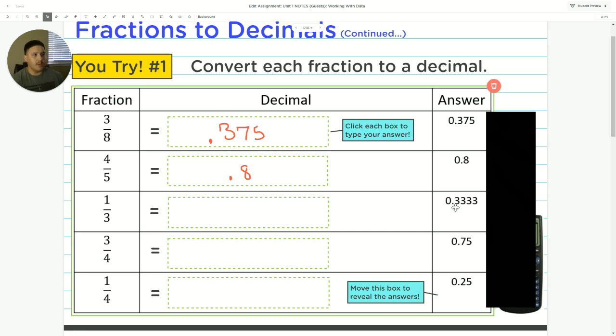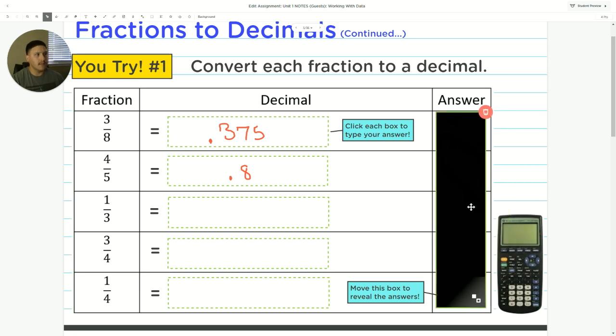1/3 will be a repeating decimal, 0.33333 repeating. You can chop it off at 1, 2, 3 decimal places. It doesn't matter. Again, it depends on the context of the problem. But 0.3333 is 1/3 in decimal form. We did 3/4 in the previous slide. 3/4 is 0.75. 1/4 is 0.25. That's it for this Try.